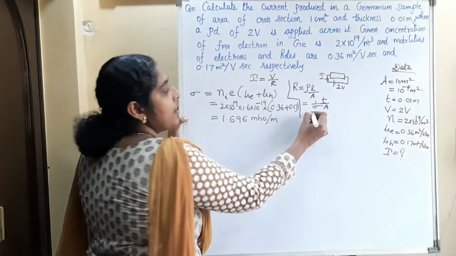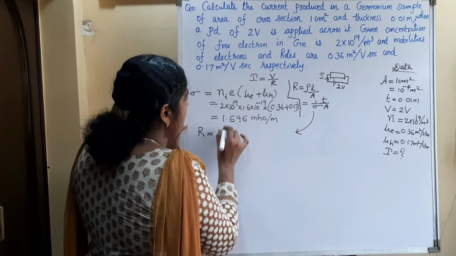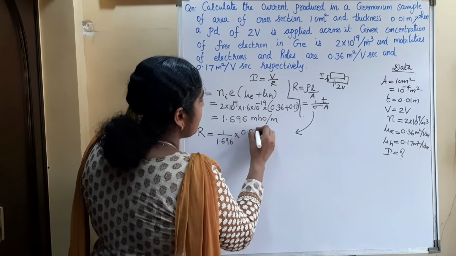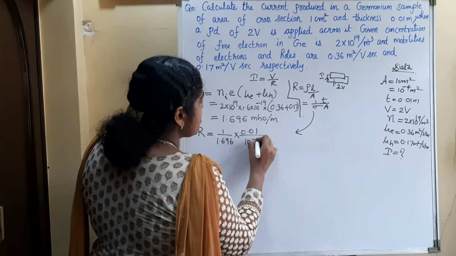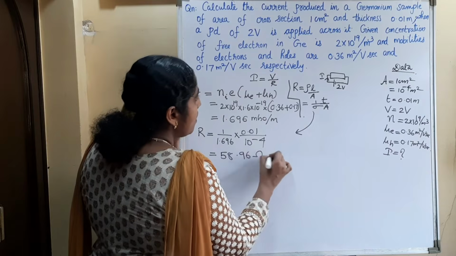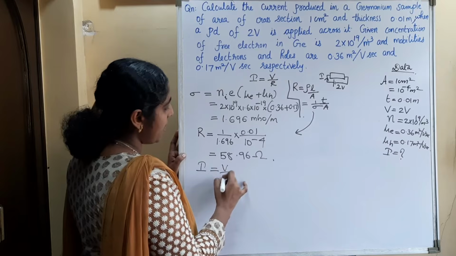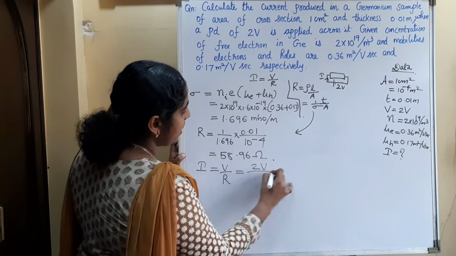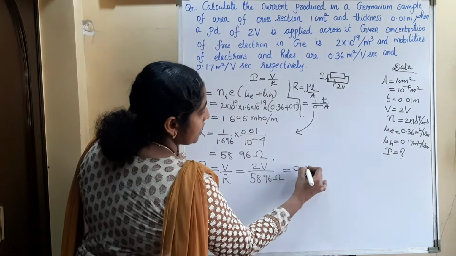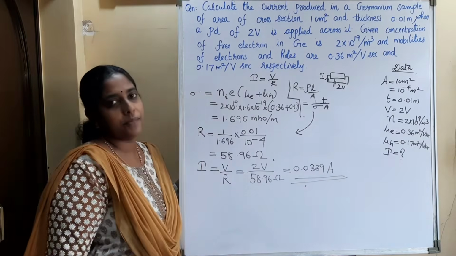From this conductivity value, we can find out the resistance. So R is equal to 1 by sigma, into T is 0.01, divided by area of cross section is 10 raised to minus 4. That is equal to 58.96 ohm. Now the current can be determined from I is equal to V by R, that is 2 volt divided by 58.96 ohm, which is equal to 0.0339 ampere, that is 33.9 milliampere.